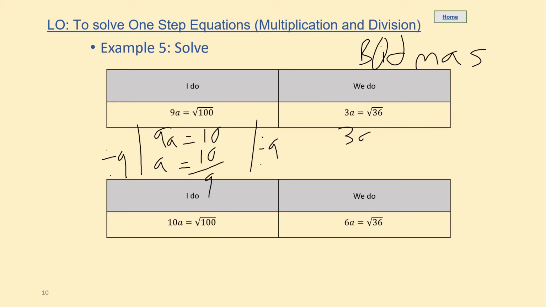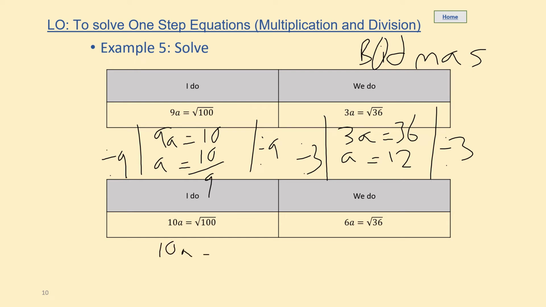Yep, 3a equals 36. Divide both sides by 3. So a equals 12. Final set of questions, have a go. Have a think about it. 10a equals 10. The square root of 100 is 10. Divide both sides by 10. So a equals 10 divided by 10 equals 1.